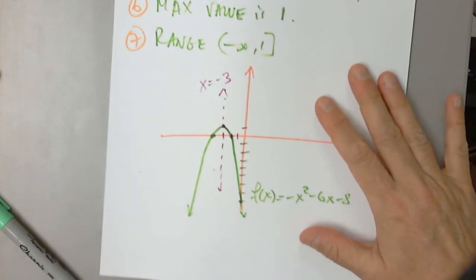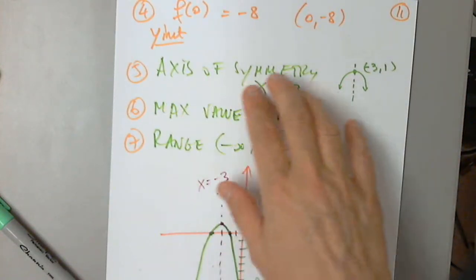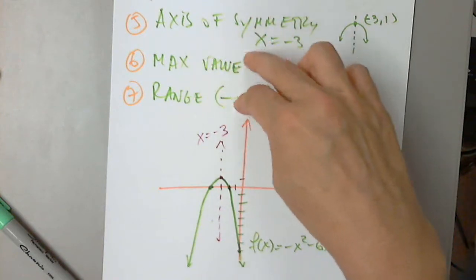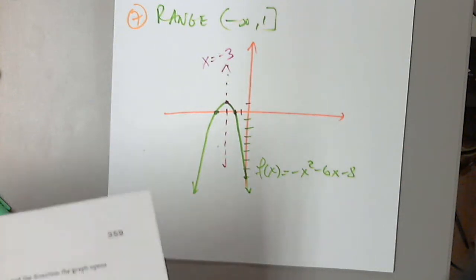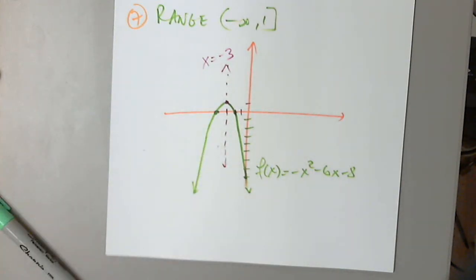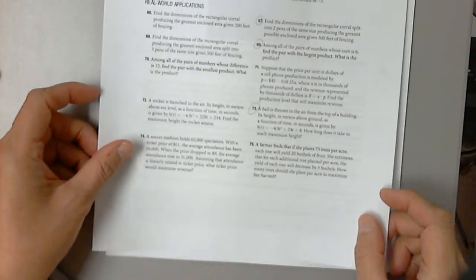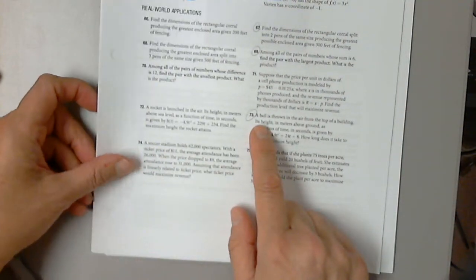Now, if you ask me, what's all this, other than, of course, the axis of symmetry, why is this so important? You'll see in a moment in word problems why I list them there. Any questions before we look at a word problem that involves quadratic functions? Okay, so let's move on to 73.